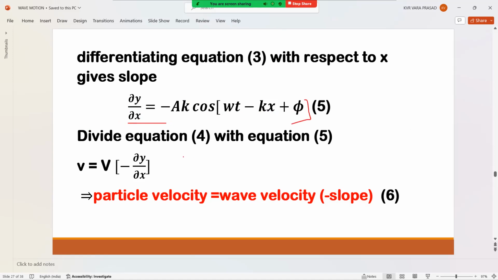Right. Now what we are doing is dividing equation 4 by equation 5. Equation 4 is dou y by dou t, which is equal to the velocity of the particle. I have taken small v for the velocity of the particle and capital V for the velocity of the wave. Now see what we got here: velocity of the particle is equal to the velocity of the wave into the negative of the slope. Velocity of the particle is equal to wave velocity into negative of slope. That is now the relation between particle velocity and wave velocity.